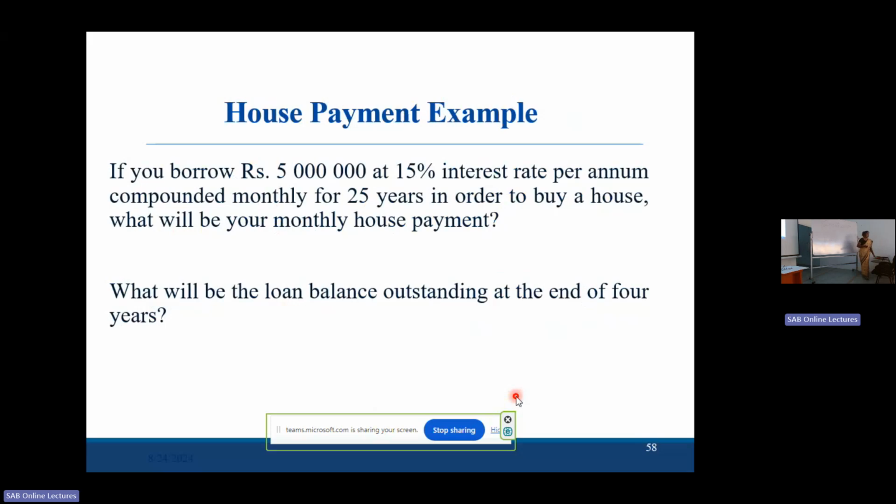So then what is the application? Present value of annuity. So you have to apply the present value of annuity formula. So this 5 million is the present value of annuity. The present value of the monthly installments you pay for 300 months is 5 million. It is your loan. You are borrowing 5 million. Then R is 15%, time 300 months, monthly.